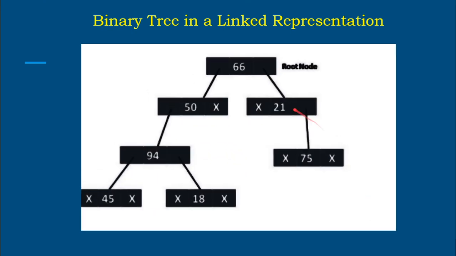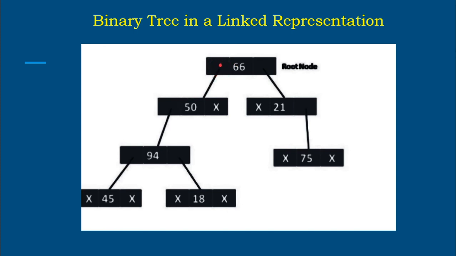As we know, linked representation has two fields, the data field and the address field. Now in the case of a binary tree, we are using a node which has 3 fields. What are they? Node, left and the right. So now here this is the root node, which is 66, and then to the left you can see here this is the left link.